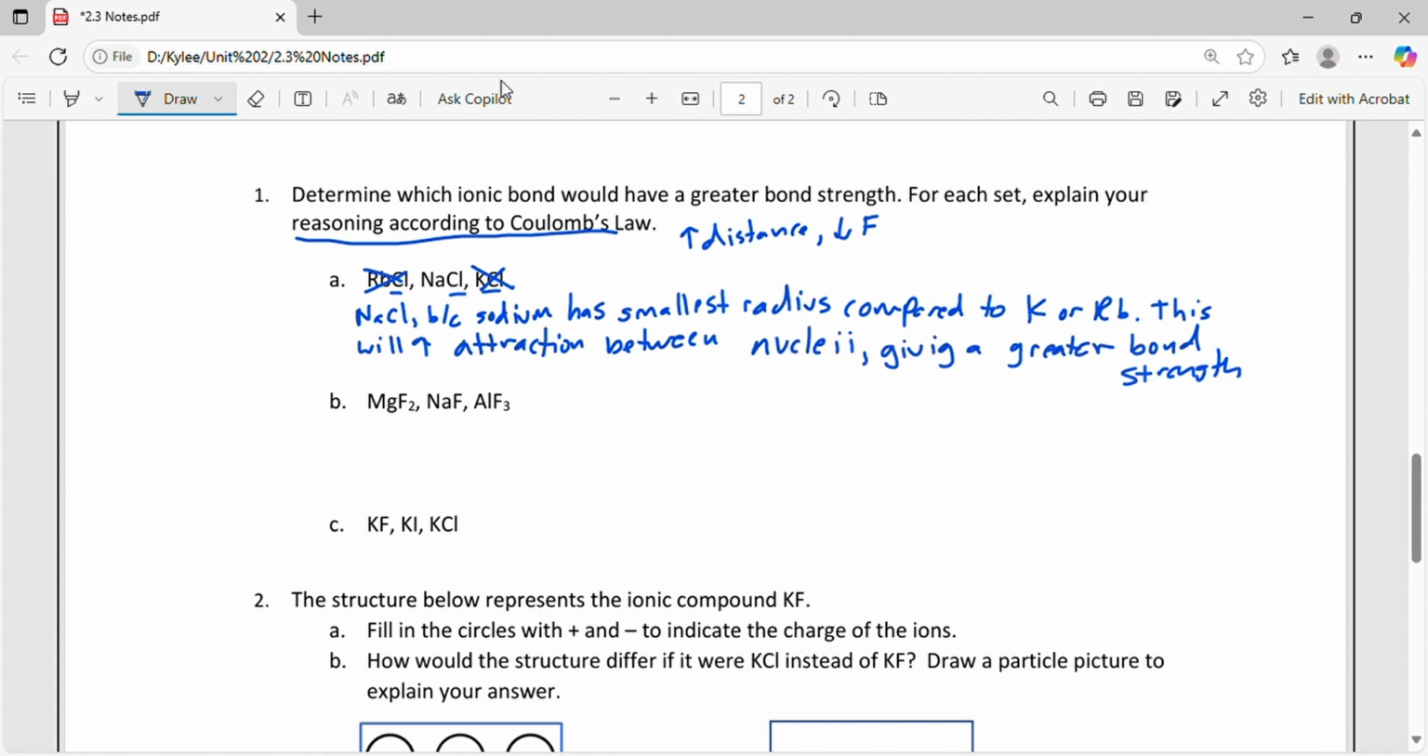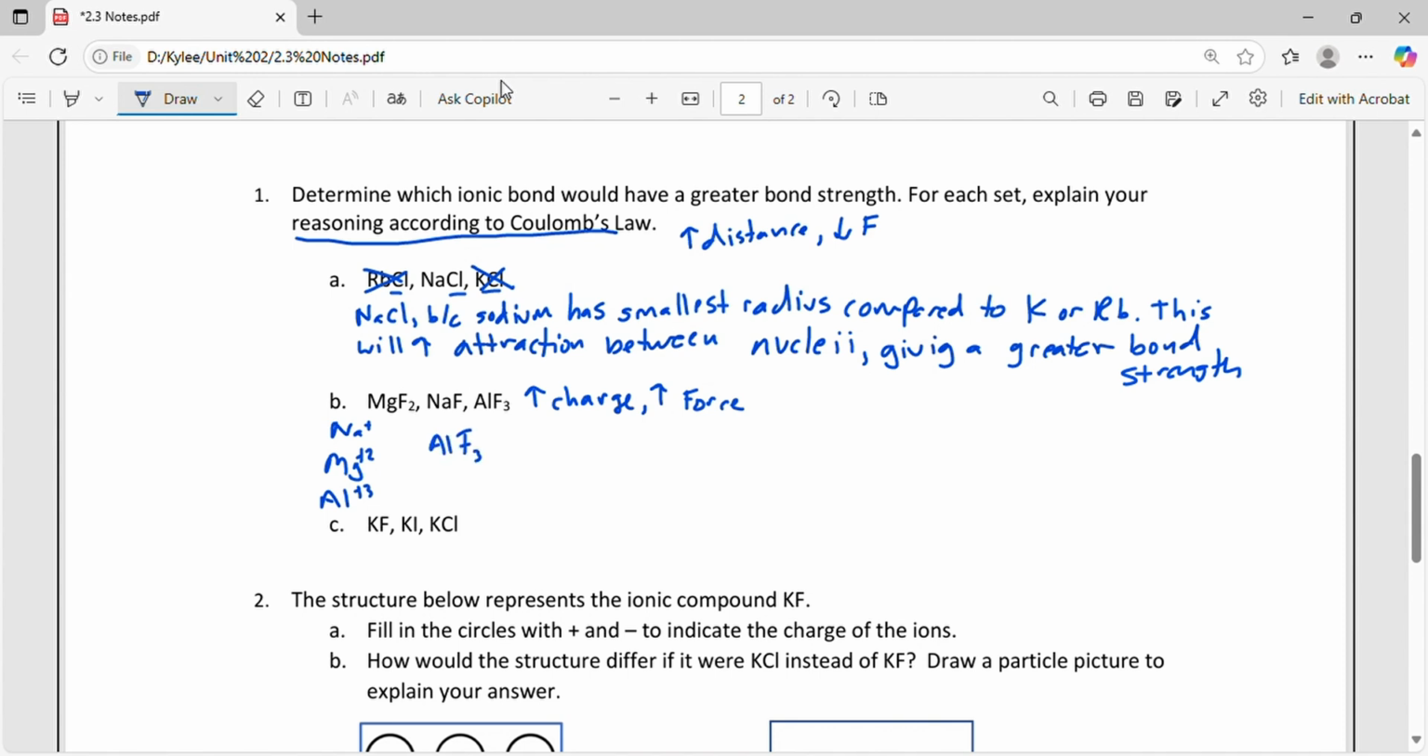On this next one, we're looking at the other aspect of this. We have magnesium with fluorine, sodium with fluorine, or aluminum with fluorine. And the difference here is going to be the charge. So sodium being +1, magnesium being +2, and aluminum being +3. If we increase the charge, this is a direct relationship. I'm going to increase the force. So out of these, the biggest difference in charge is going to be aluminum with fluorine. So I would expect it to be the longest or largest bond strength.